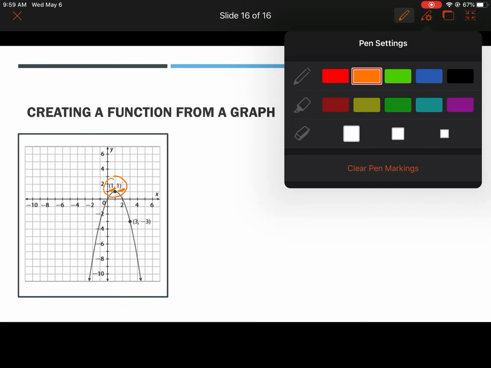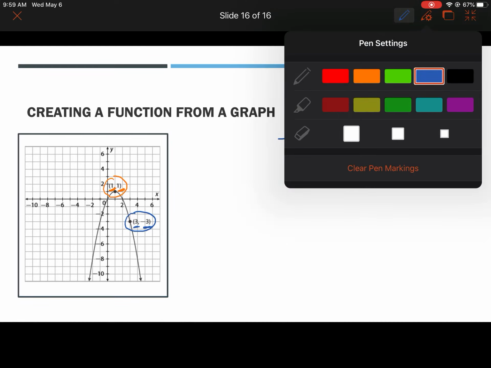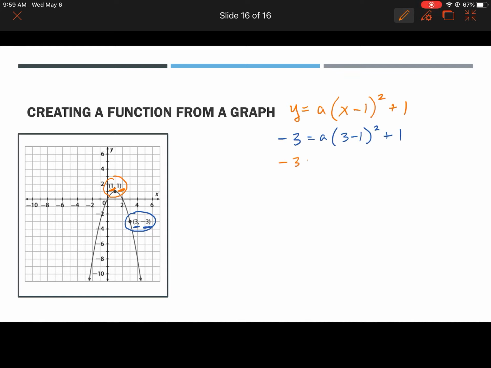And we're going to use the second point to figure out the A value. So we're going to use a negative 3 for the Y, right? Because this is our Y value. And we're going to use 3 for the X value. So 3 minus 1 squared plus 1. So now we have everything we need to solve for A. So I'm going to go ahead and simplify this a little bit. Negative 3 equals A. 3 minus 1 is 2 squared plus 1. And then order of operations, we're just going to do 2 squared is 4. So 4A plus 1. Okay, we're just solving for A.